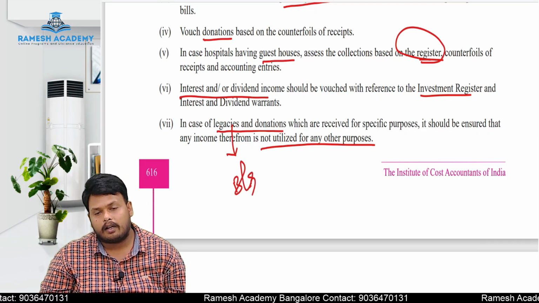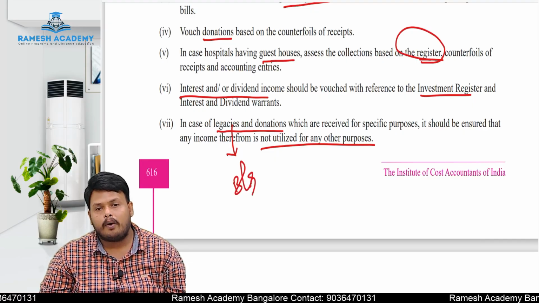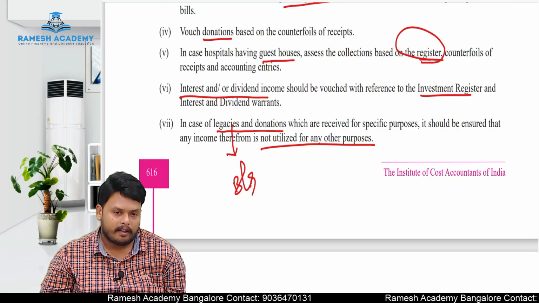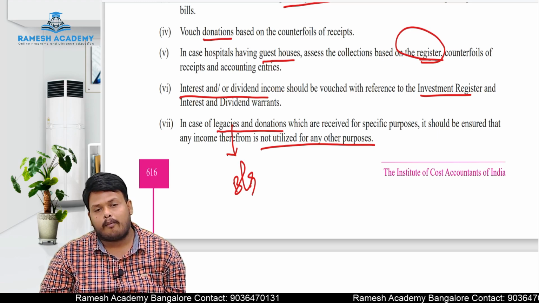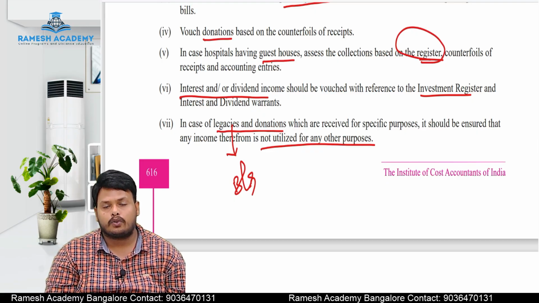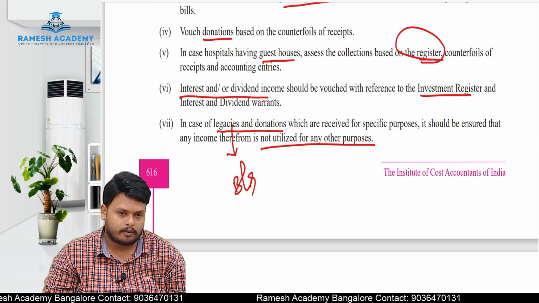These legacies are recorded in the balance sheet. So any amount which is received in the form of legacies or donations, the auditor has to thoroughly verify them. Why? Because the amount received towards the legacies, the organization has to spend towards the said purposes only.